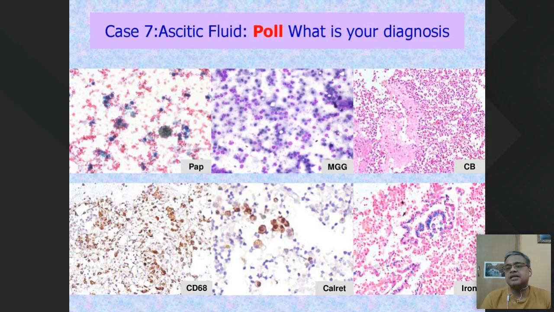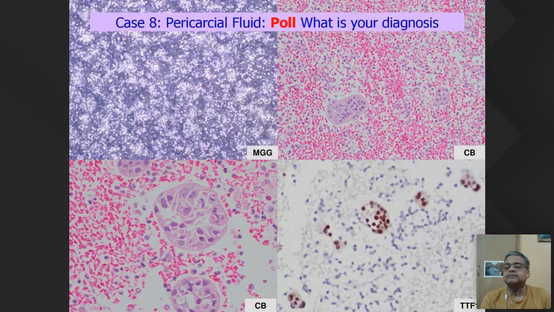And a lot of people, that is 25%, thought it's mesothelioma. This is not a mesothelioma. Mesothelioma will typically have morulae. Let's go to this case 8. Now here is a pericardial fluid. This requires another poll.